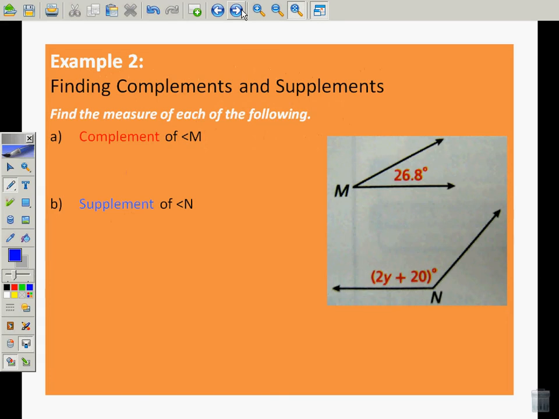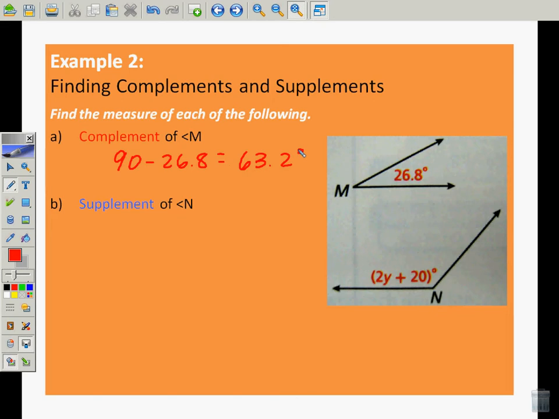So if m is 26.8, we should say to ourselves, 90 minus 26.8 is equal to, now you can punch this into your calculator, or you can try to do it as mental math. I'm going to go ahead and do it as mental math. And I know that that's going to give me 63.2 degrees. Okay, because the 0.2 plus the 0.8 is 1. That would move that up to 27. Plus 3 would be 30. Plus 60 would be 90.